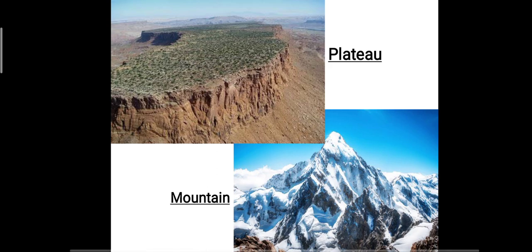So, firstly, children, what is a plateau and how is a plateau different from a mountain? As you can see on the top, you have a picture of how a plateau looks like, and on the bottom you have a picture of how a mountain looks like. I am sure you can clearly see there is a difference between both the pictures.